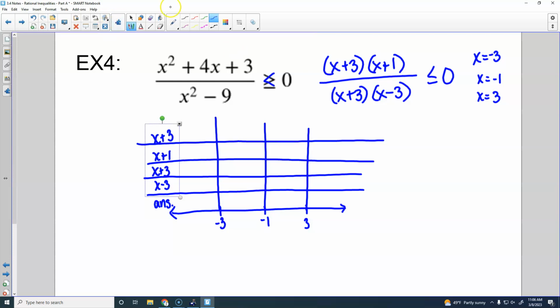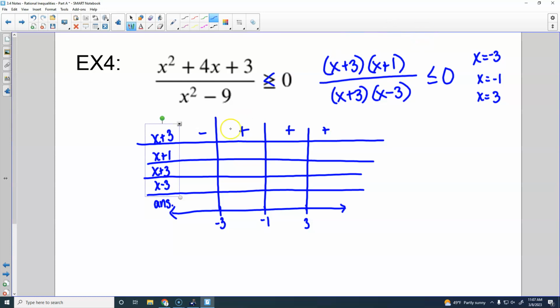So for our x plus 3, negative 3 would give us a 0 on that one. Anything below negative 3 is going to give us a negative. Anything above negative 3 will give me a positive. Okay, do you guys see how I'm doing that quickly?